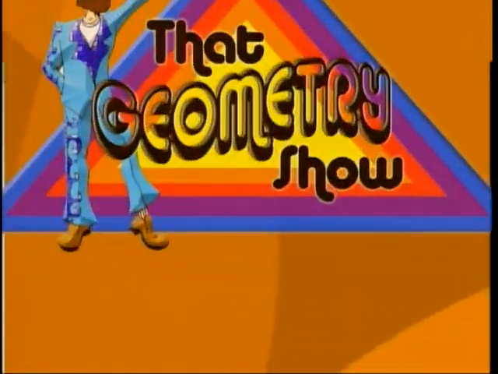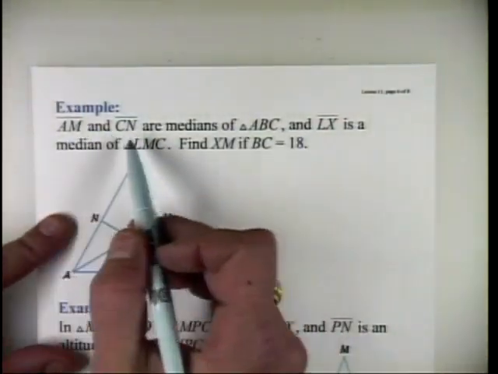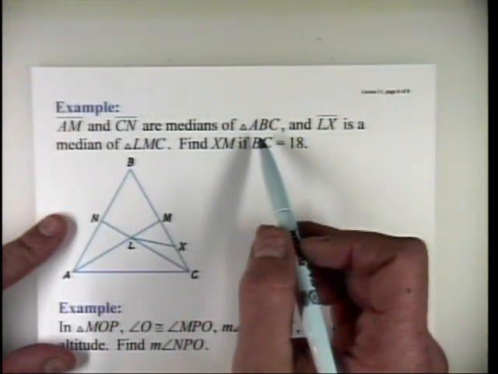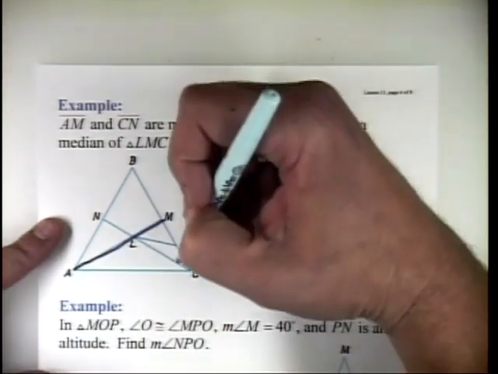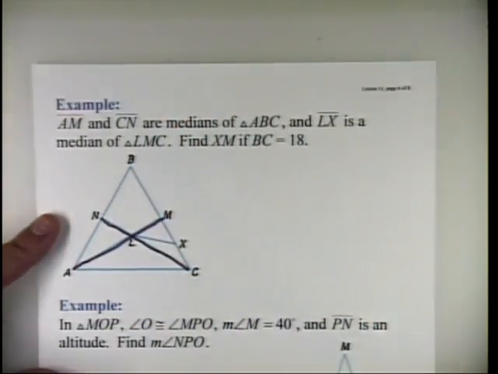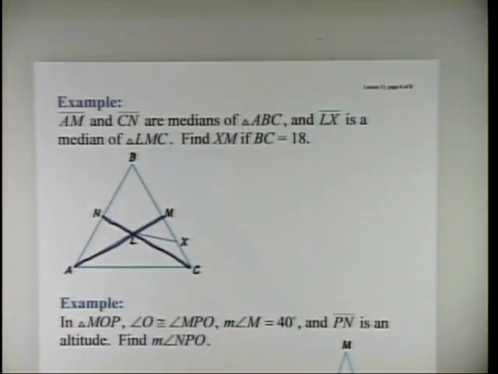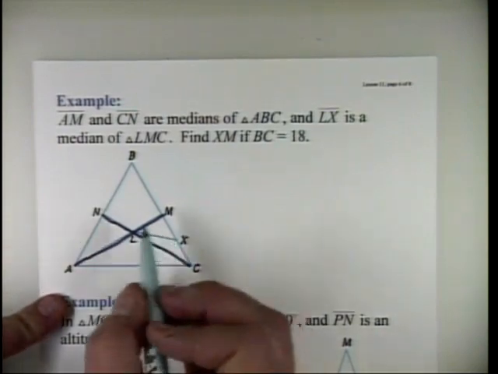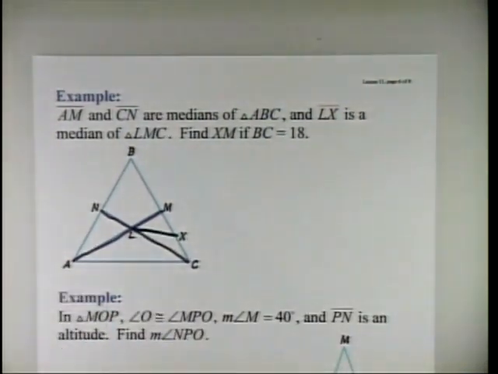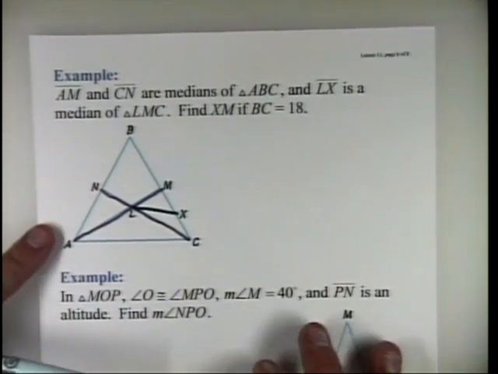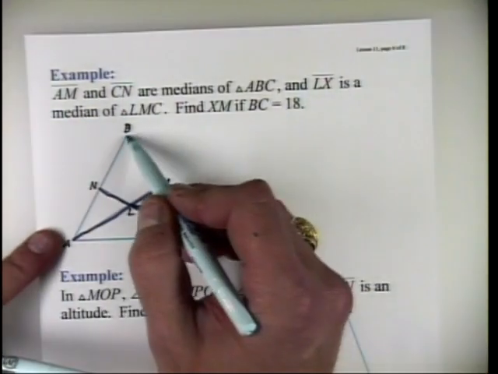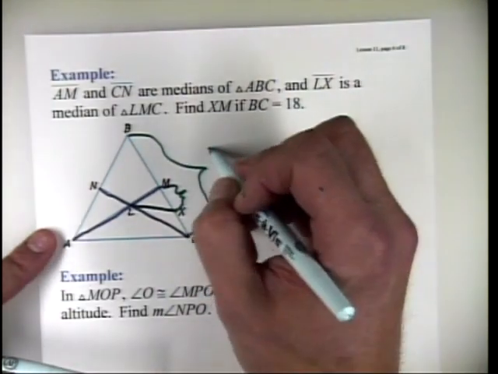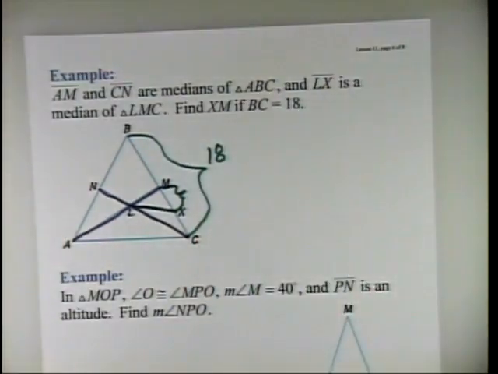Another example. Segments AM and CN are medians of triangle ABC. So AM, this line here, and CN, this line here, are both medians. And LX is a median of this smaller triangle, LMC. So this is also a median. We need to find the measure of XM, that's this here, if we know that BC, this entire segment, is 18. Well, let's see how we're going to do this one. We need a plan of action.